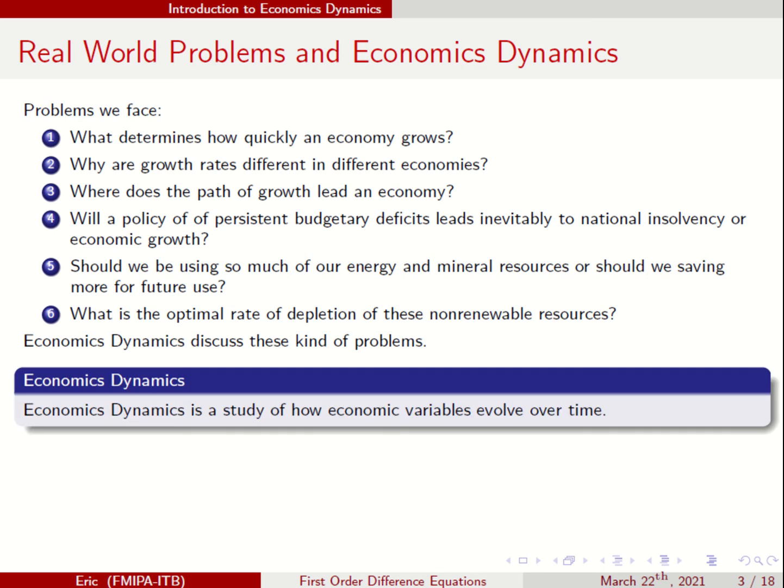Economic dynamics is defined as the study of how economic variables evolve and change over time. For this economic dynamics, we will discuss differential equations and difference equations. Both have economic variables that change over time.